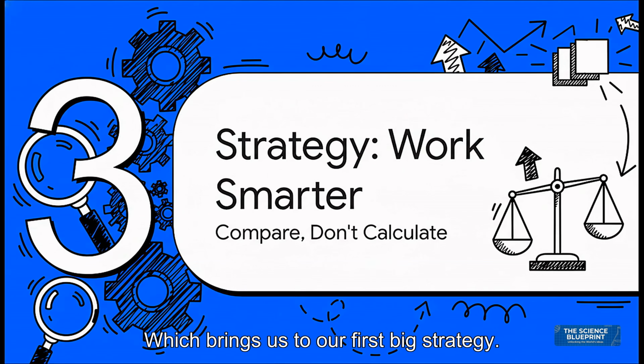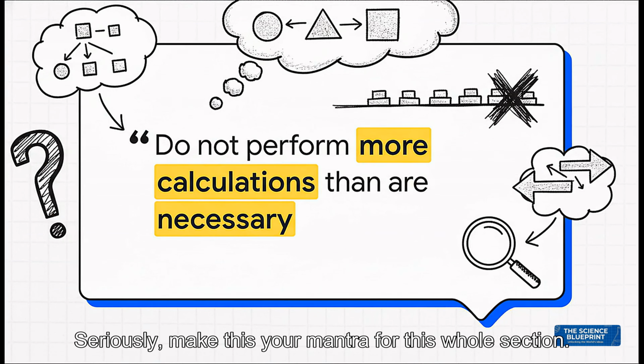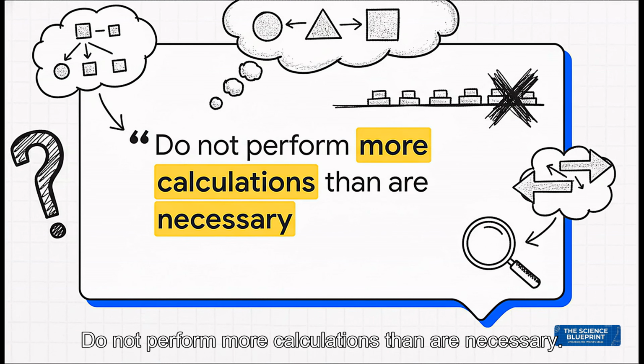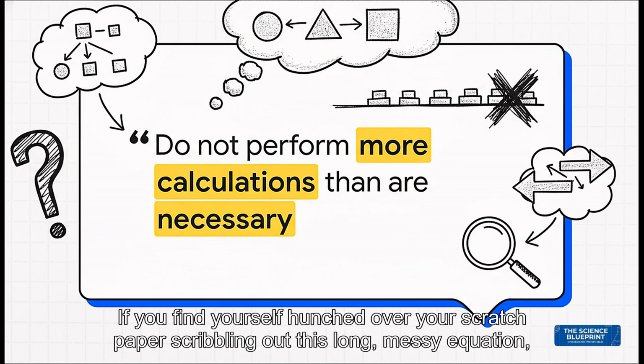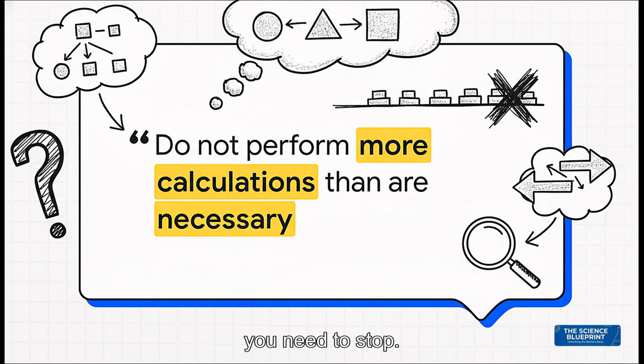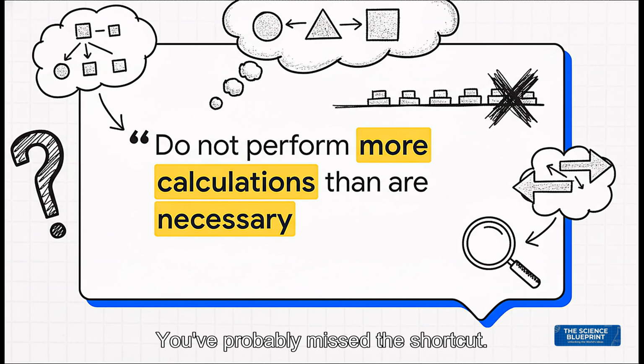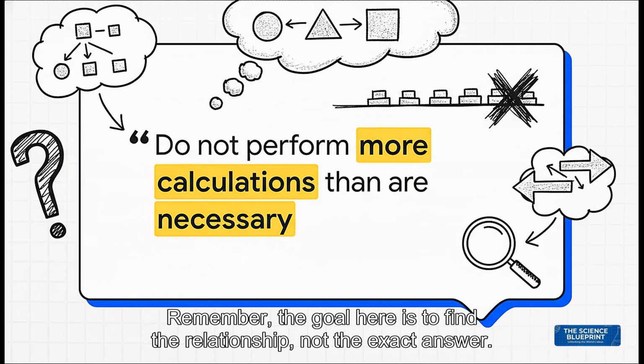Which brings us to our first big strategy. We need to work smarter. This isn't about calculation, you guys. It's about comparison. Seriously, make this your mantra for this whole section. Do not perform more calculations than are necessary. If you find yourself hunched over your scratch paper scribbling out this long, messy equation, you need to stop. You've probably missed the shortcut. Remember, the goal here is to find the relationship, not the exact answer.